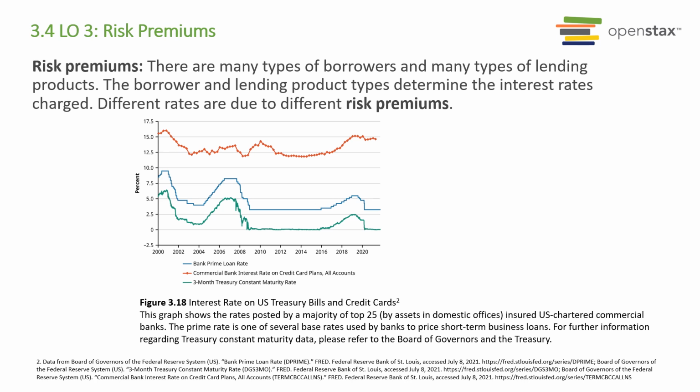There are many types of borrowers and many types of lending products. The borrower and lending product types determine the interest rates charged. Different rates are due to different risk premiums. The higher commercial bank interest rate on credit card plans for all accounts, noted here, is double digits. The one immediately beneath it is the bank prime loan rate, and the base rate is the 3-month Treasury constant maturity rate.